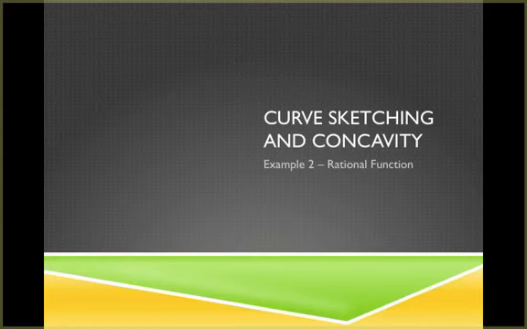We're going to continue our discussion of curve sketching and concavity, and we're going to look at another example. This time we're going to look at a rational function. Let's consider the graph of f of x equals 2x minus 1 over x minus 4.